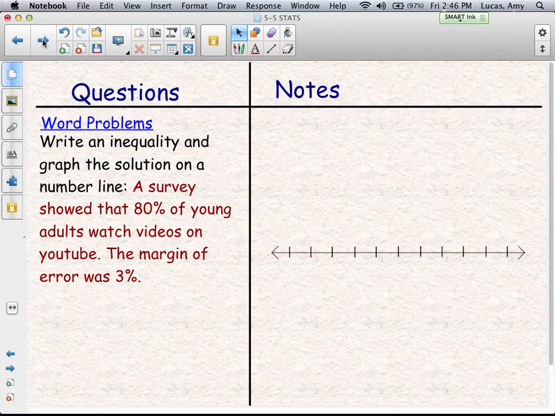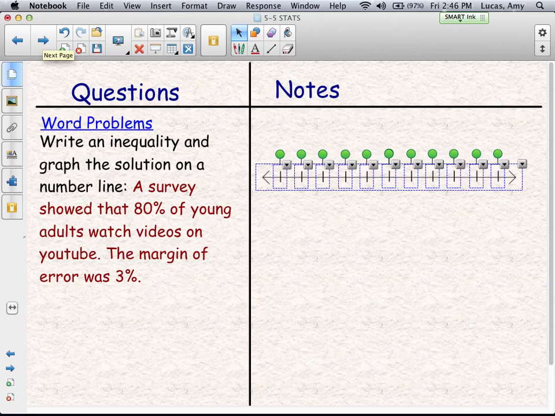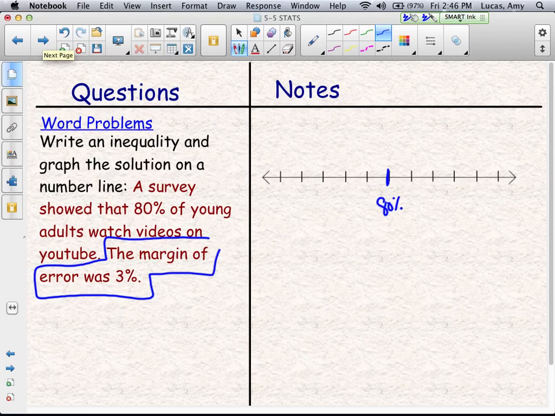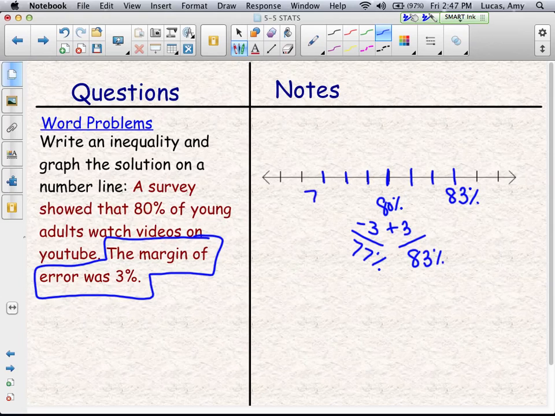Last but not least, in chapter 2, we talked about problems like this. A survey showed that 80% of young adults watch videos on YouTube. So this is going to be my 80%. The margin of error was 3%. What that means is that it might be 3 higher than 80. So 83% would be over here. Or it might be 3 lower than 80. So 77% would be over here.